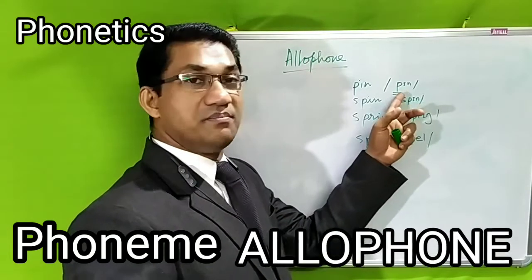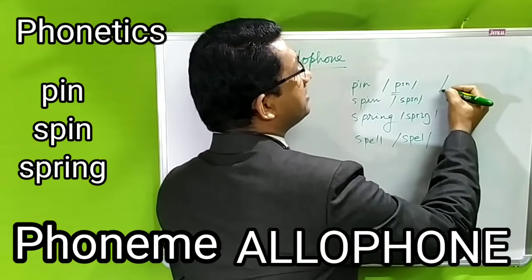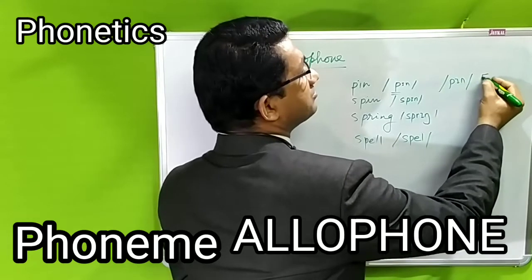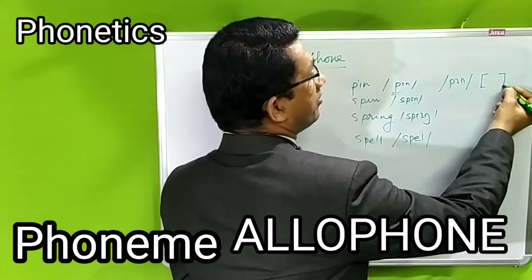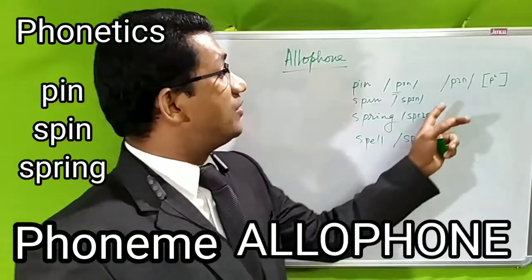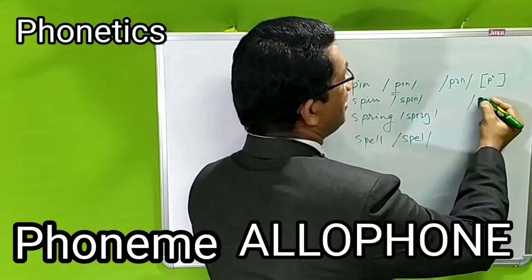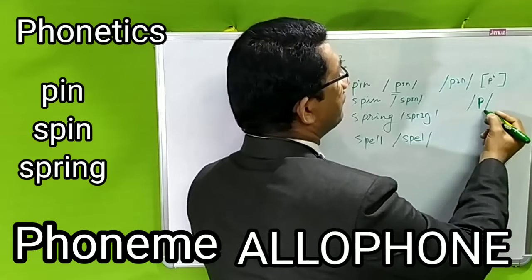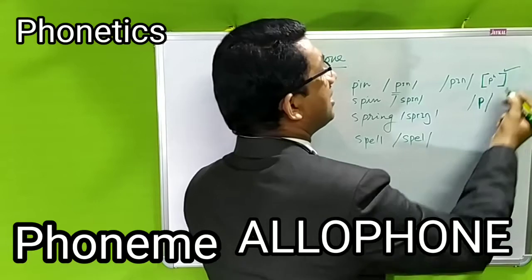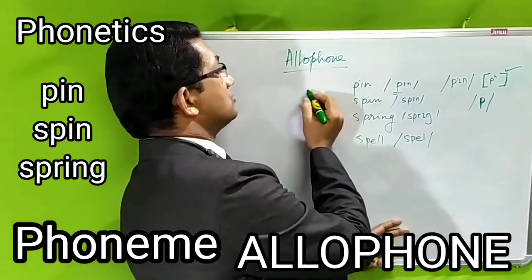So pin is, of course, aspirated, and that aspirated p is indicated with something like this square bracket. Within the square bracket we have the p and a small h on top of that. The slanting lines indicate the fact that it is a phoneme, and the square brackets indicate the fact that it is, of course, an allophone. So an allophone is marked with square brackets, right?